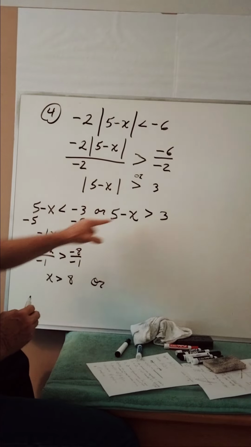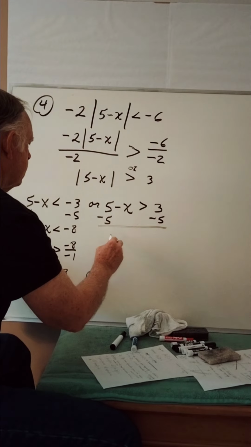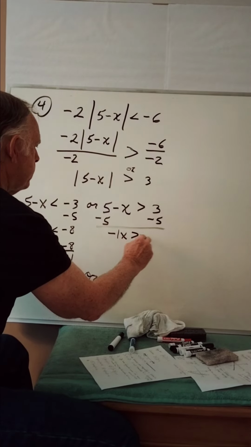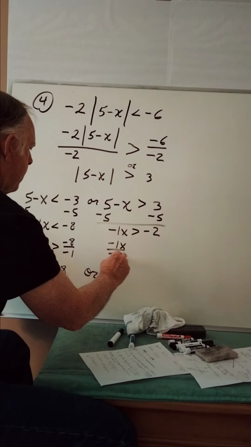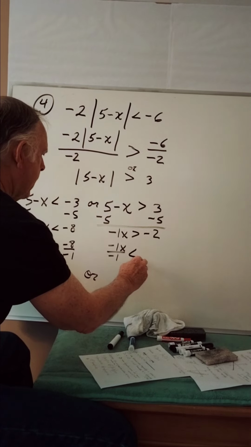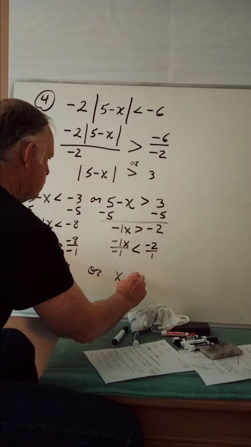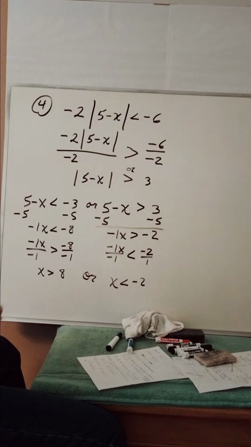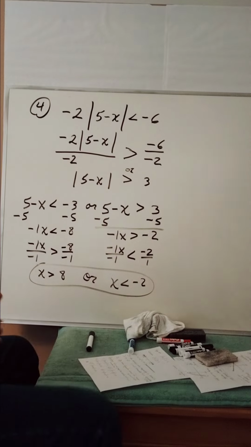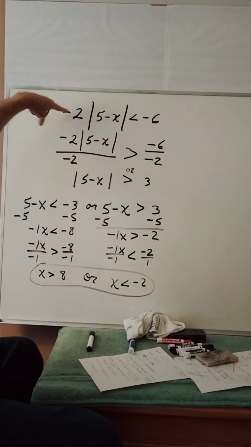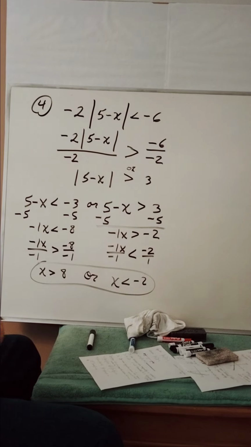Or, here, negative 5, negative 5. Negative 1x is greater than negative 2. Reverse it. Negative 1x divided by negative 1 is less than negative 2 divided by negative 1, or x is less than negative 2. So a little bit more reversing. We had to reverse from the get-go, and then for each of these separate inequalities, we had to reverse again.